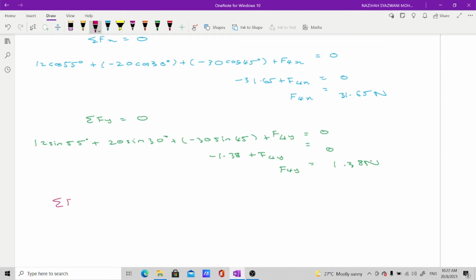For the magnitude of the force, just use the formula. F4 is the square root of F4x squared plus F4y squared. So you substitute 31.65 squared plus 1.38 squared, and then you square root everything. You press your calculator.